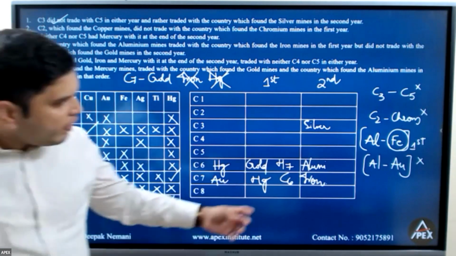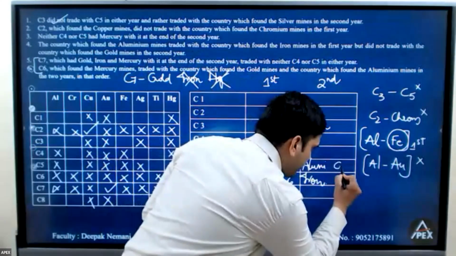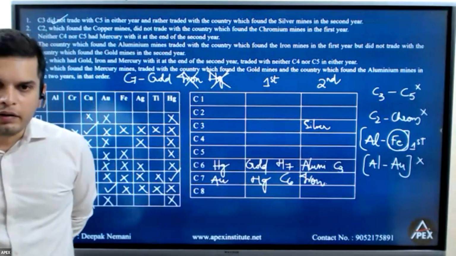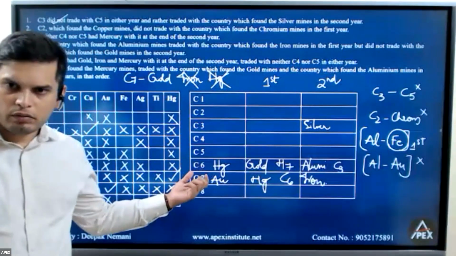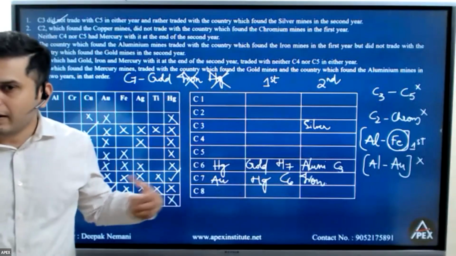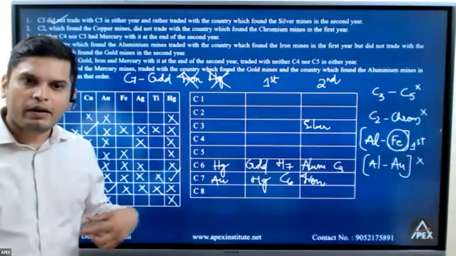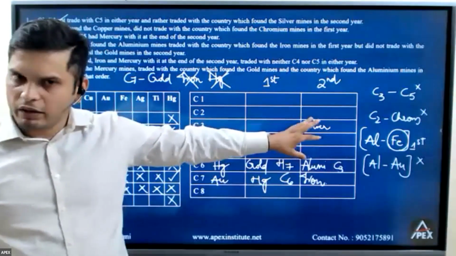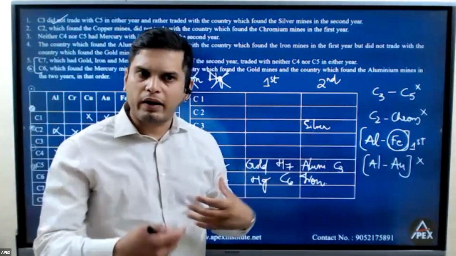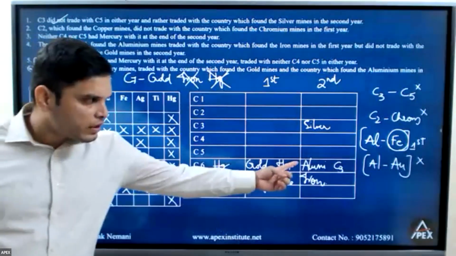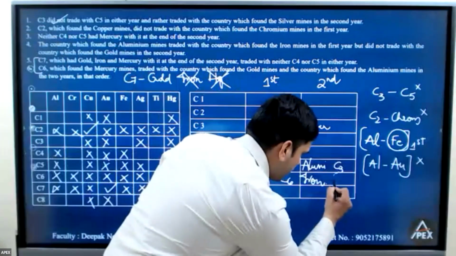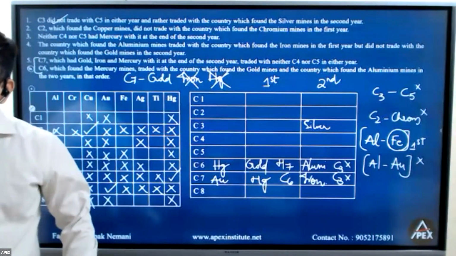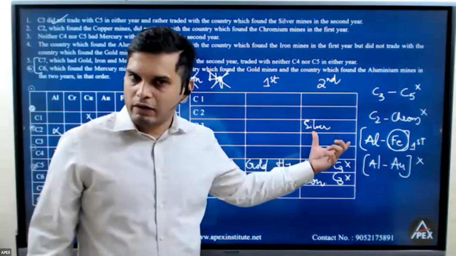Now if I assume that this country is C3, C3 traded with which country in the second year? Here, C3 traded with a country which had a mercury mine. But as per the statement given in the question, C3 should trade with a country with a silver mine. So this country is not C3, and it also cannot be C3. Understood? C3 traded with a country which has a silver mine in the second year.